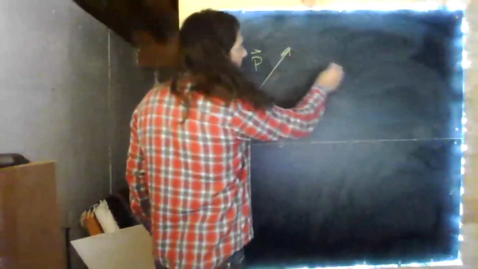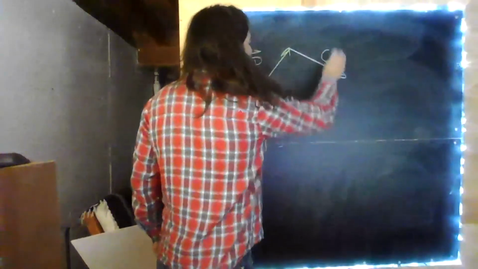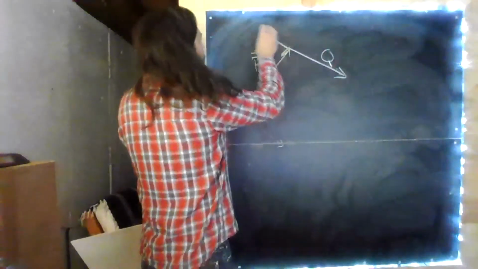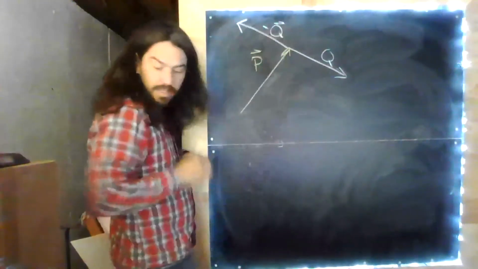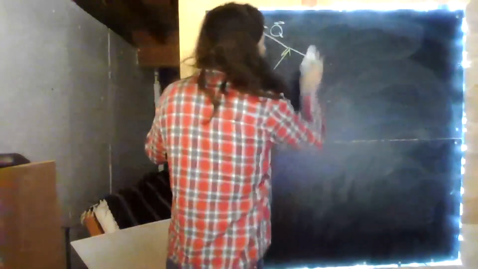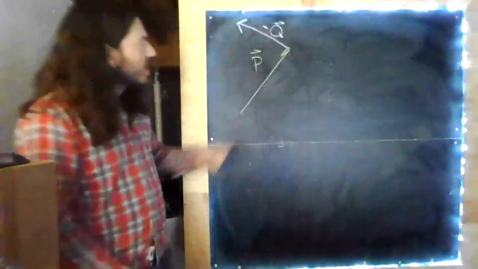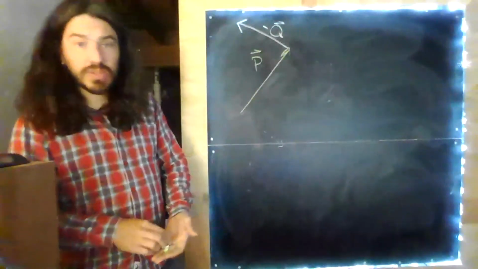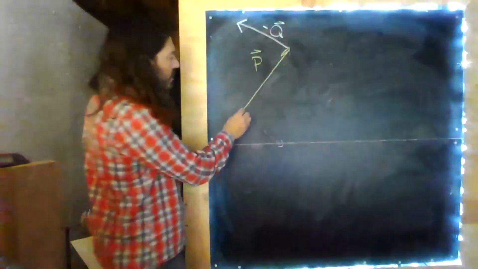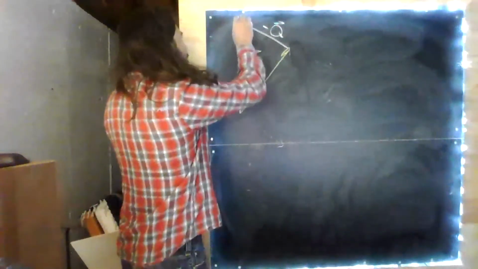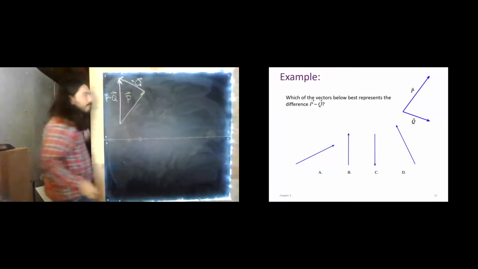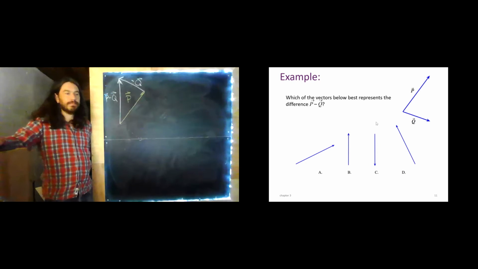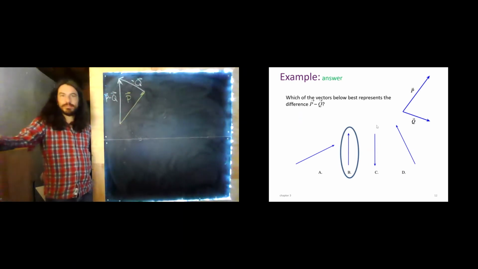So a minute ago I had Q right here. Well, if Q was right here, then negative Q must be right here. And to avoid confusion, I will now erase Q. Okay, so there we go. P plus negative Q. The resultant goes from the tail of the first to the tip of the second. And there we have P minus Q. Great.